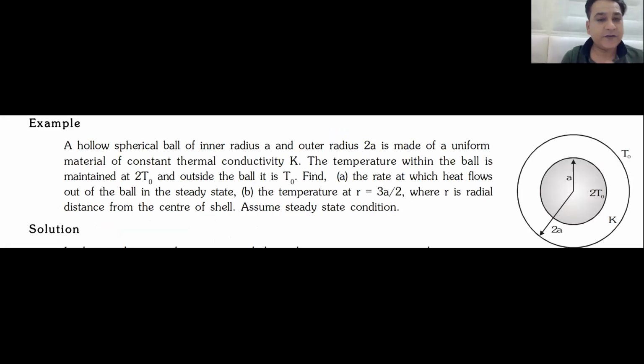A hollow spherical ball of inner radius A and outer radius 2A is made up of a uniform metal material of constant thermal conductivity K. The temperature within the ball is maintained at 2T naught and the outside of the ball is T naught. Find the rate at which heat flows out of the ball in steady state. Find the temperature at r equal to 3A by 2, where r is the radial distance from the center of the shell. Assume steady state condition. This is just to check whether you know simple things in life.